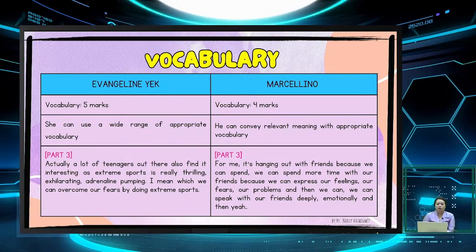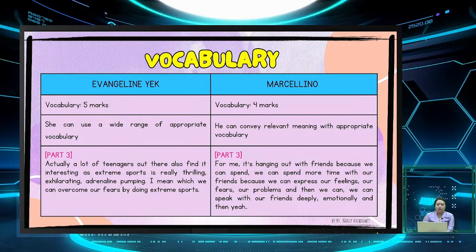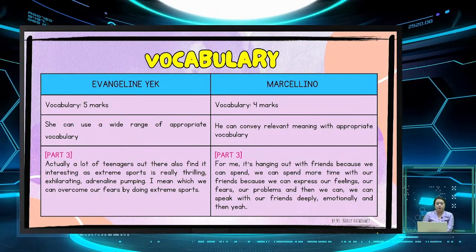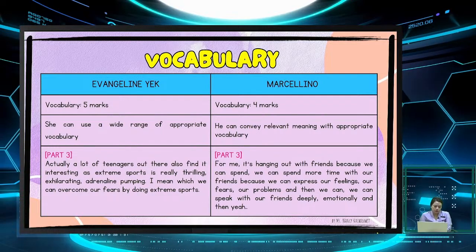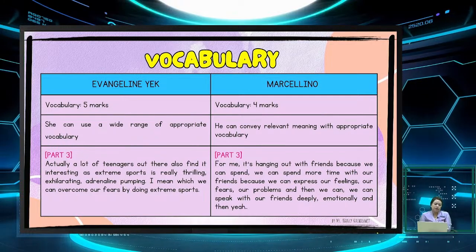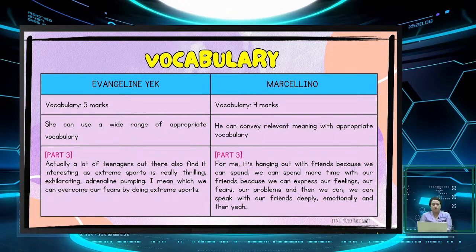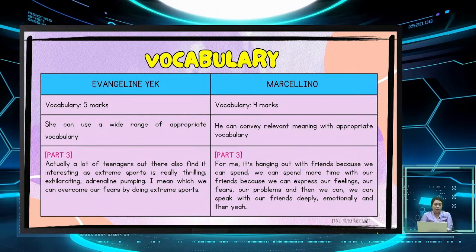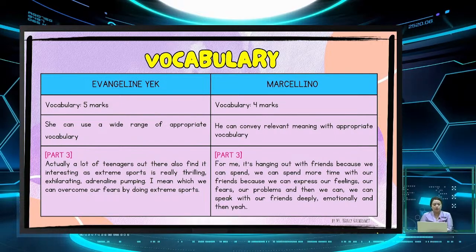Okay, in terms of vocab, Ye is slightly better than Marcelino. She can use a wide range of appropriate vocab, and Marcelino uses everyday vocabulary. For example, she said actually a lot of teenagers out there also find it interesting as extreme sports is really thrilling. Less common lexis there: exhilarating, less common lexis, adrenaline pumping.